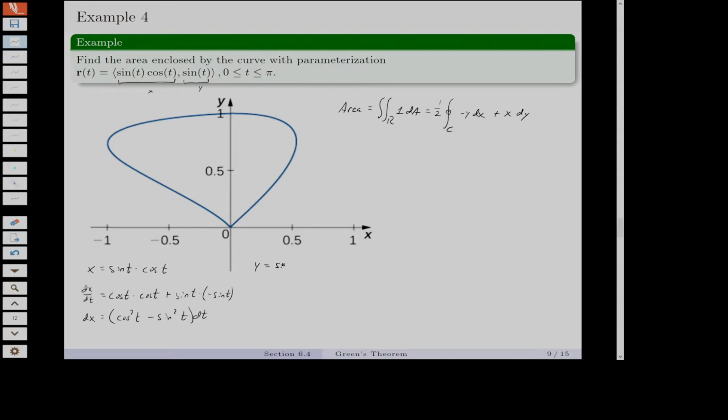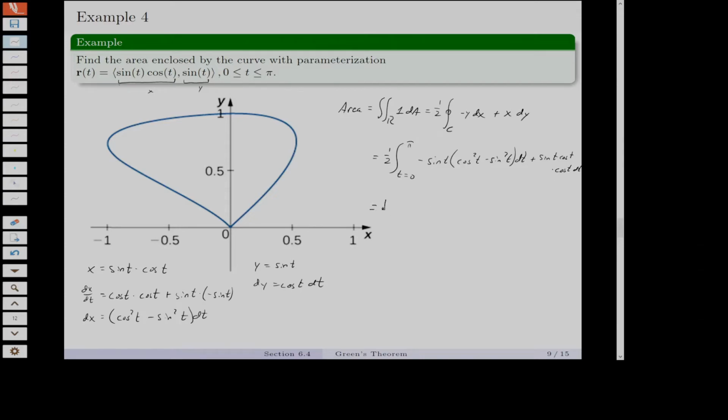Let's write the y. y is sine of t, so dy is cosine of t dt. That part's not so crazy. So we have 1/2 the integral from t equals 0 to pi of negative y, so negative sine of t, times dx, so that's cosine squared t minus sine squared t dt, plus x, which is sine of t times cosine of t, and then dy, which is cosine of t dt.